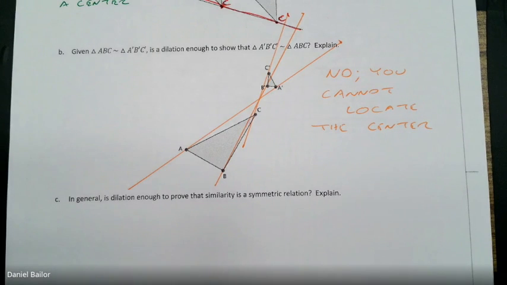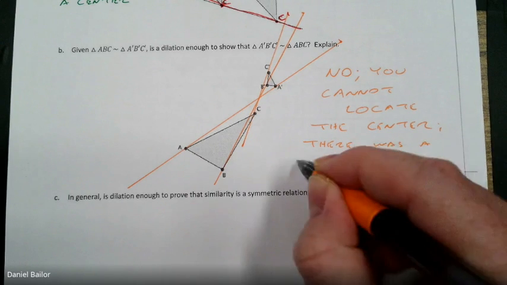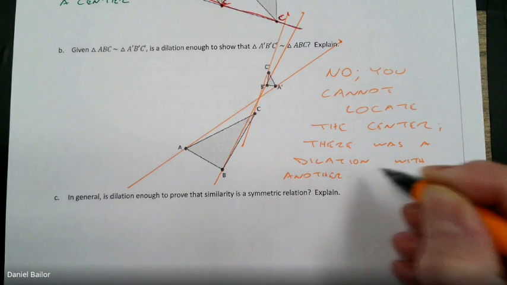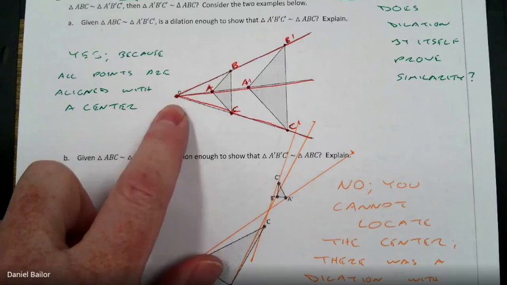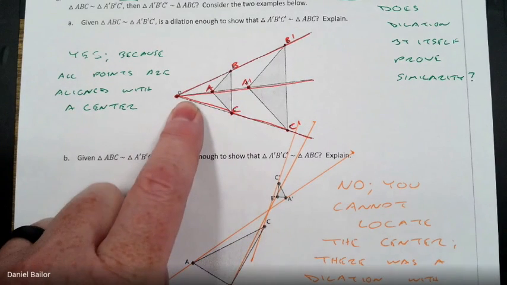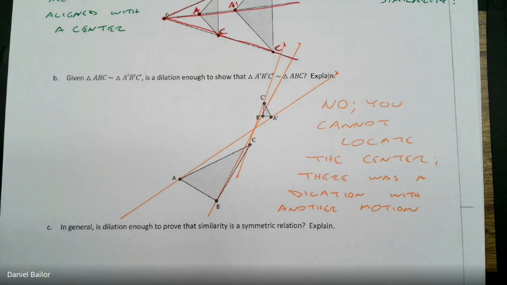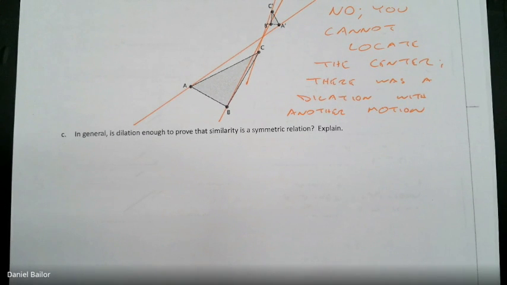And the reason you can't is because this was a dilation and another transformation. There was a dilation with another movement, another motion. There's a dilation, a translation, and a rotation. So there is all kinds of things right here. If you look at part A, this is only a dilation. So it works if there is only a dilation. But this was a dilation plus other stuff. So it does not work with dilations and other stuff. So C, in general, is dilation enough to prove similarity? And the answer really is no.